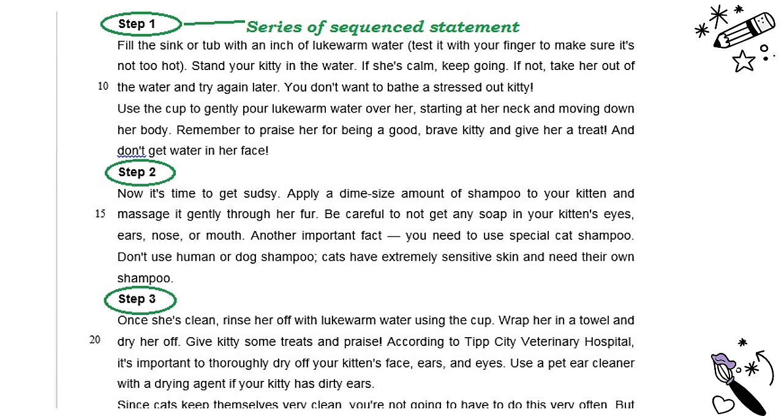Because it explains something to other people, that's why to explain the step-by-step itself, it needs series of sequence statements. Sequence means the explanation in order. If it is in the text, it is mentioned step 1, step 2, step 3.